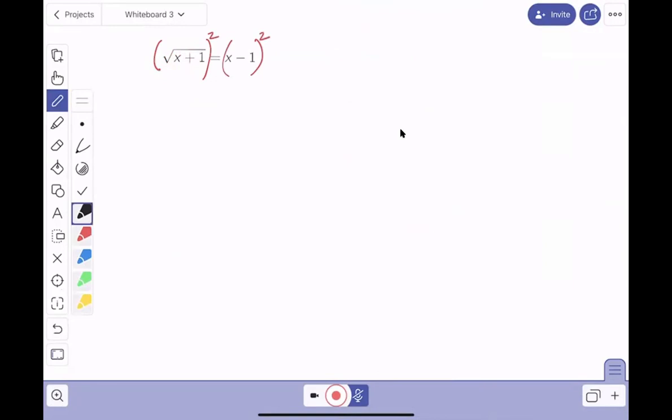Now, what's nice about this? The left side's super simple to do. When I square that, I get x plus 1. The right side's more complicated. And a lot of students make mistakes with this. What does it mean? x minus 1 times x minus 1. What does it give me? x squared minus 2x plus 1.